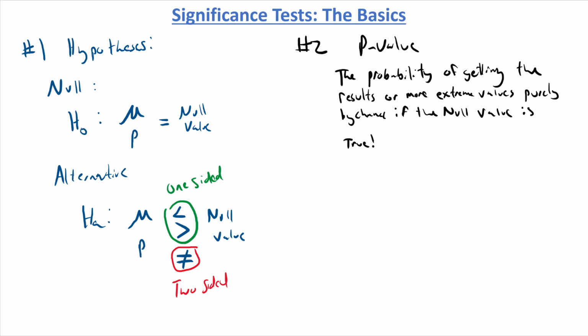So one more time, now it's written out here, you can see it. The probability of getting the results or more extreme values purely by chance if the null value is true. That's the key thing to look at, right? So if the null value is true. So I'm going to go through here and let you watch a little video example of an example problem and see what we're talking about as far as interpreting the p-value.